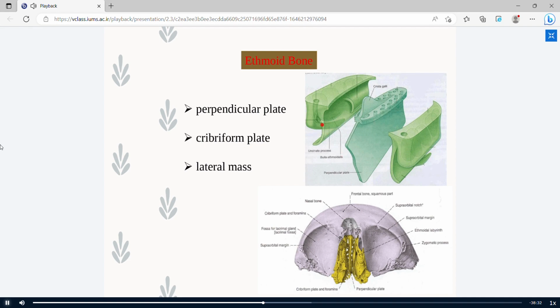Another part of the ethmoid bone is the two lateral masses. Actually, the lateral masses form the medial border of the medial wall of the orbital cavity and the lateral wall of the nasal cavity, because this is the nasal cavity, left and right, and this is the orbital cavity.